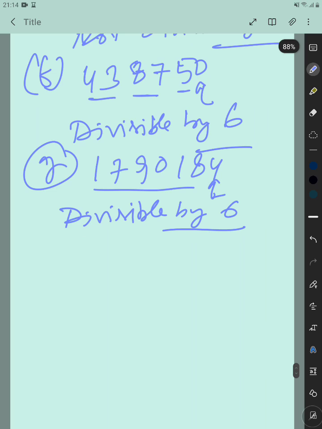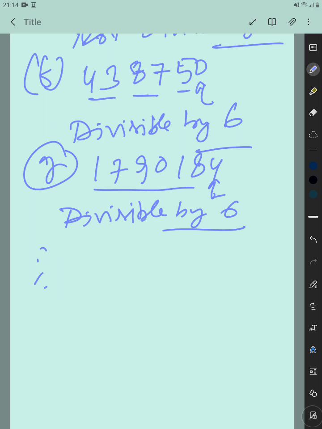I think you are getting the point. We are testing divisibility by 2 and by 3. If it is an even number, then it is divisible by 2. To find the divisibility by 3, we need to add all the digits of the number, and if the sum is divisible by 3, then the number is divisible by 3. So if both 2 and 3 pass, then 6 also passes.